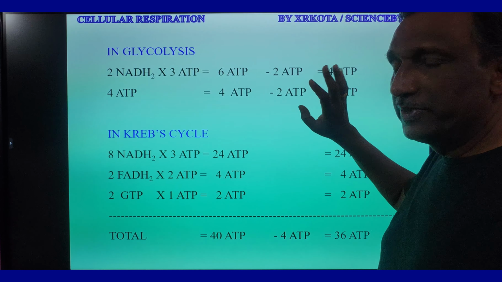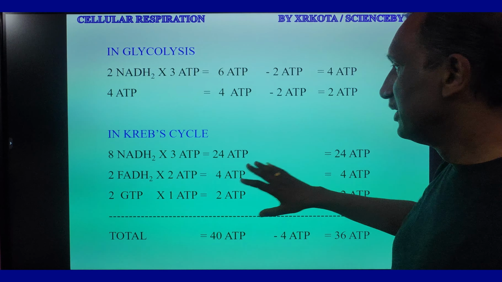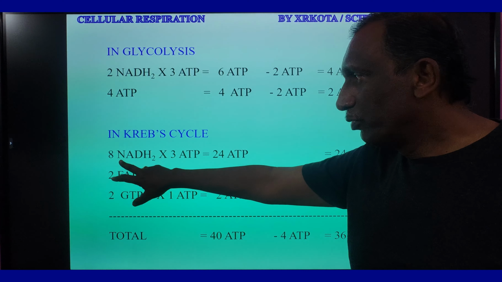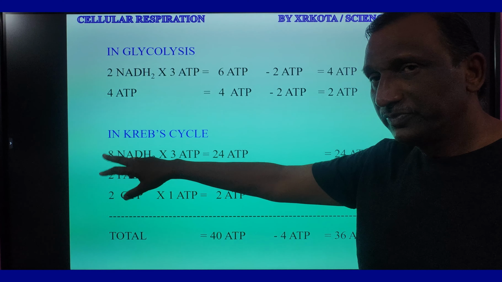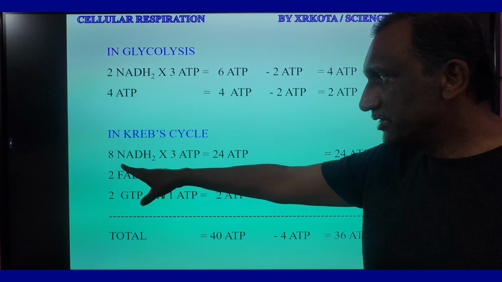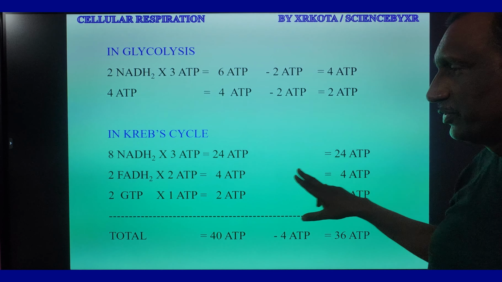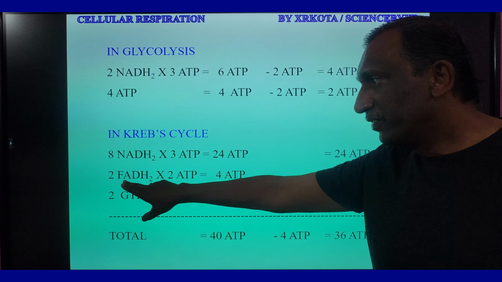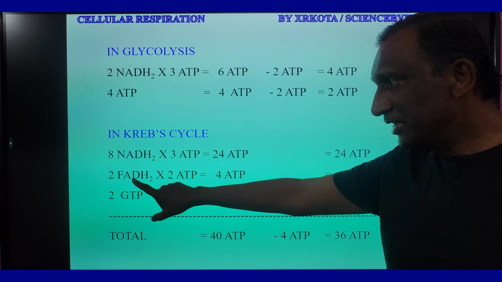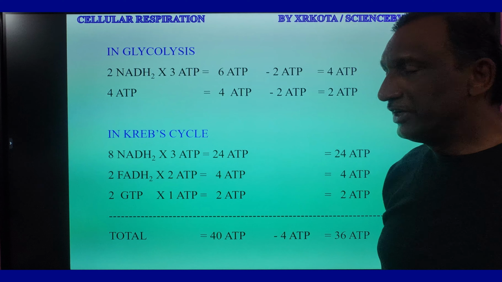Out of that 4 are spent, so net is only 6. Now in Krebs cycle 4 NADH2 were produced in each Krebs cycle, so twice it is repeated. So 8 NADH2, 8 into 3, that is 24 ATPs were produced with 1 molecule of glucose. 1 FADH2 is produced in each Krebs cycle, so it is repeated twice.